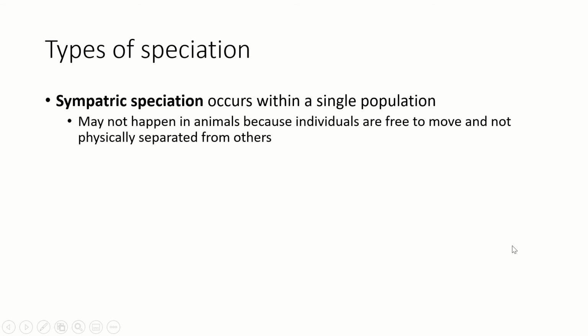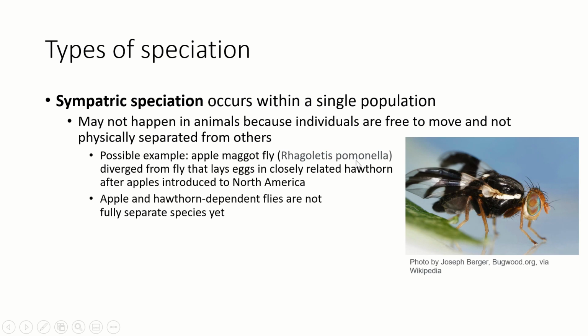There are two ways that speciation can happen physically. One is called sympatric speciation, which is where it happens within a single population. Now, some people say that this doesn't happen in animals because animals are always free to move around, so there must be something else that creates the separation. This is an ongoing argument.